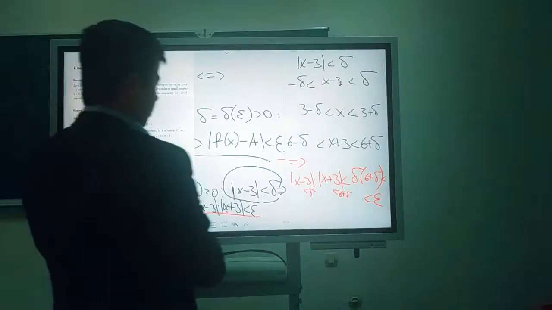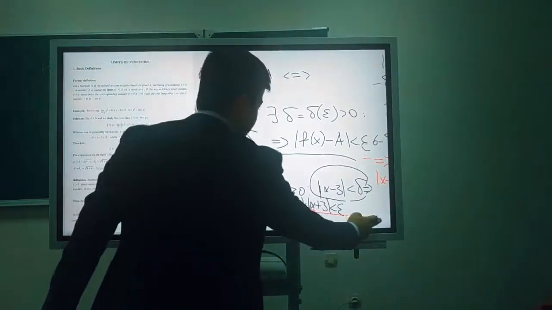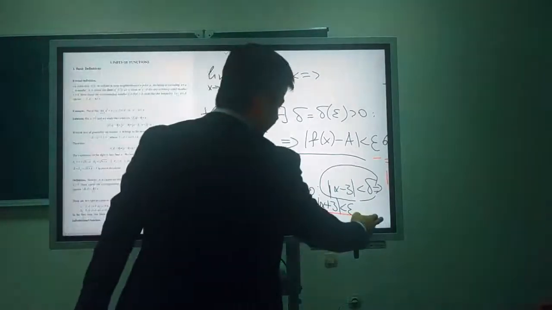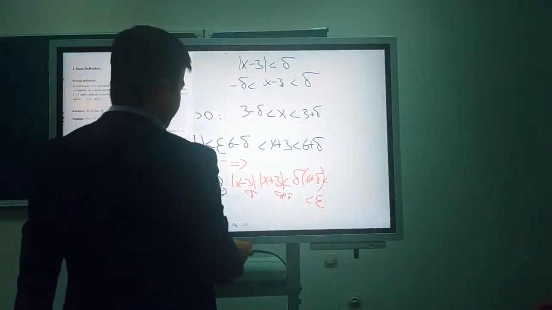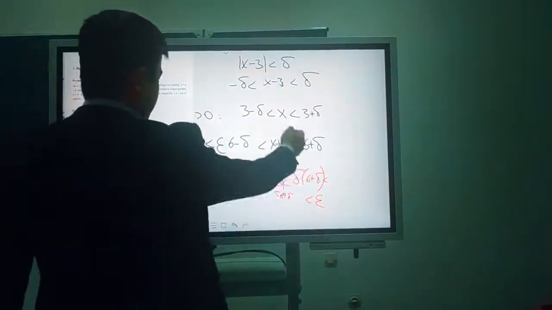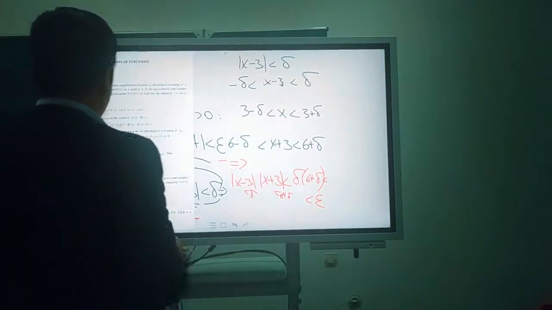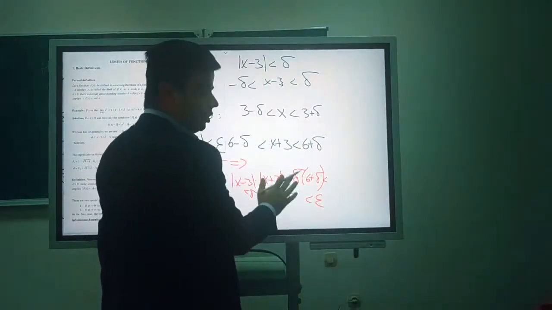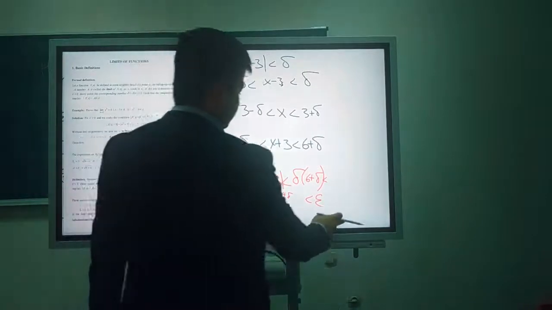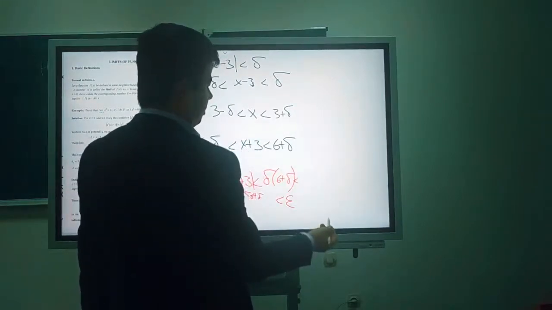We need to find delta because from our definition, there exists delta. That's why we have to find it. Here we get an inequality depending on delta and epsilon. If we solve this inequality, we get the answer. Epsilon here can be just any positive number. And here we have a quadratic inequality, delta times 6 plus delta less than epsilon.